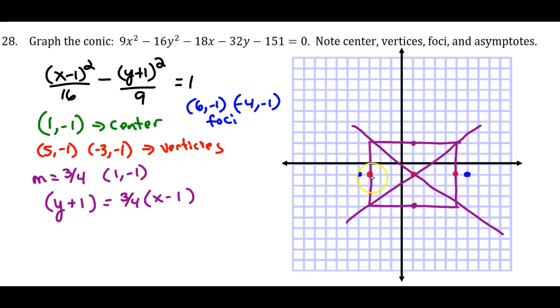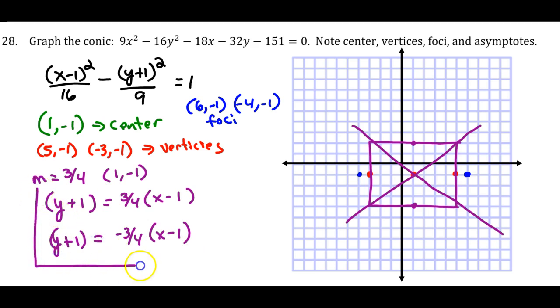This right here is the same slope except it's a different sign, because remember you're falling 3 and running 4, so it's going to be -3/4. You can use the same point. That'd be fine if you put plus or minus there. That would work also. But here's the equation of the other asymptote. So here's your two asymptotes.